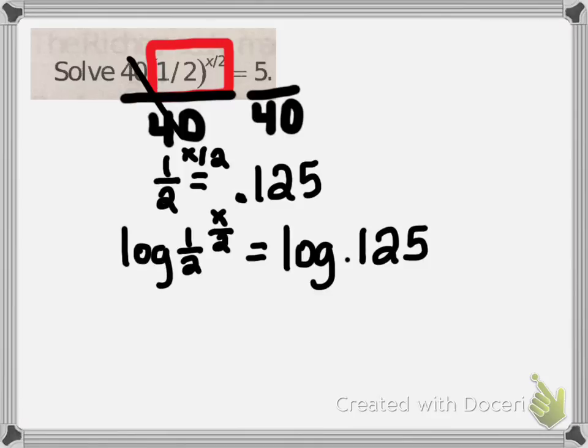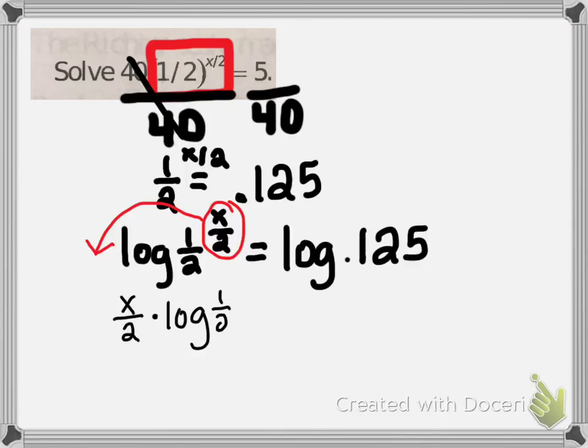All right, so from here, we take the log of both sides, and then for the next piece, it says use properties of logarithms to expand. Really what that means is that we're going to take this exponent and move it to the front. Once we do that, that leaves me with x over 2 times the log of 1/2 equals the log of 0.125.